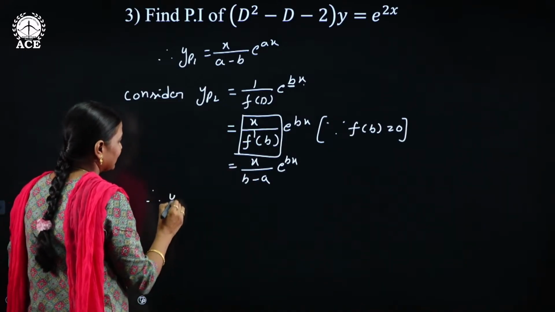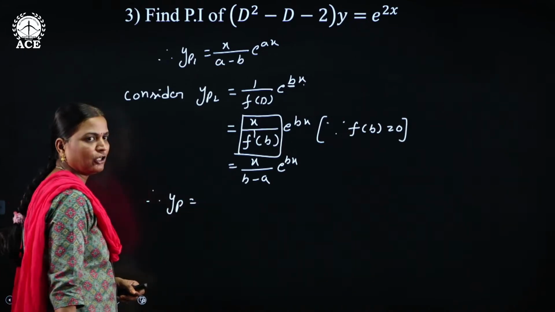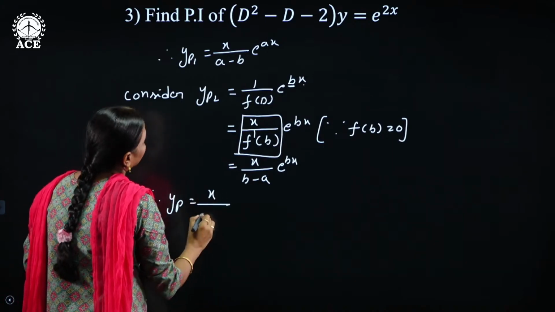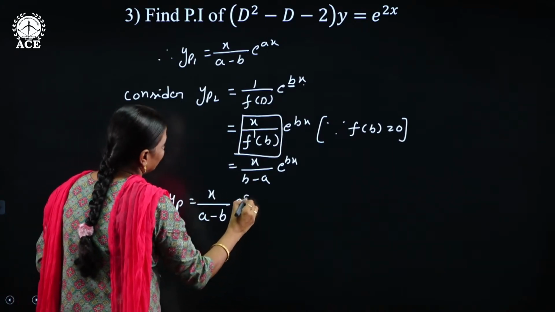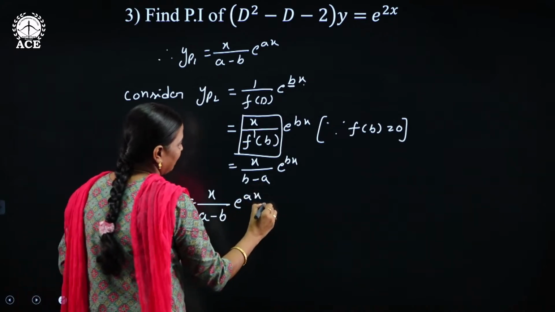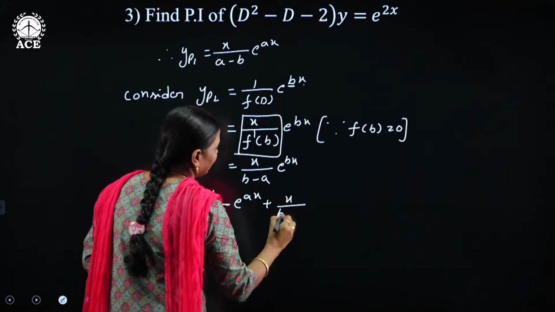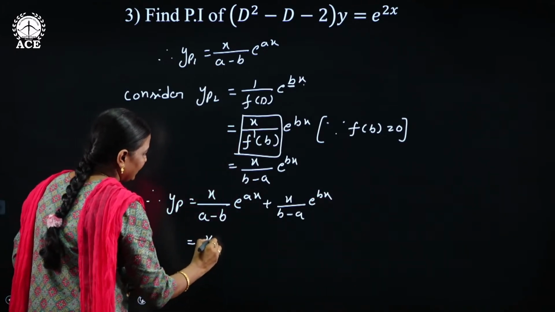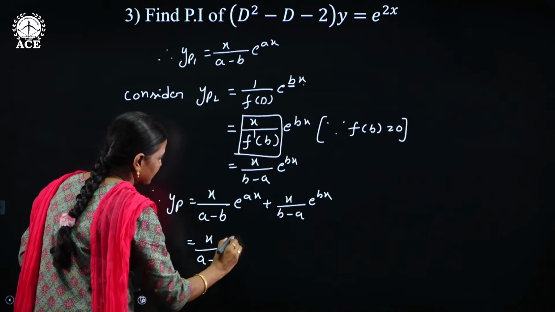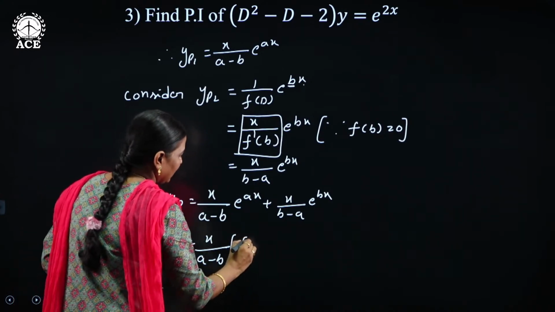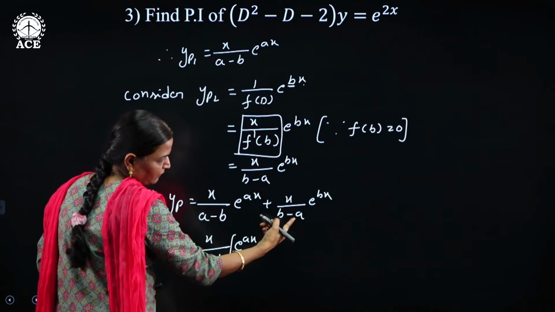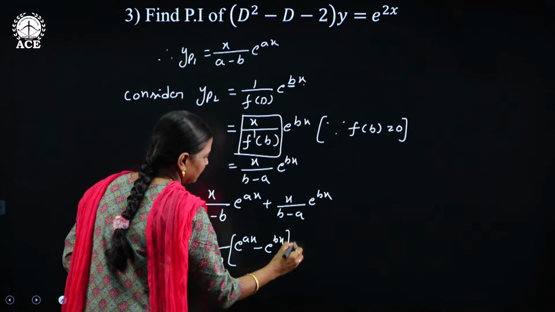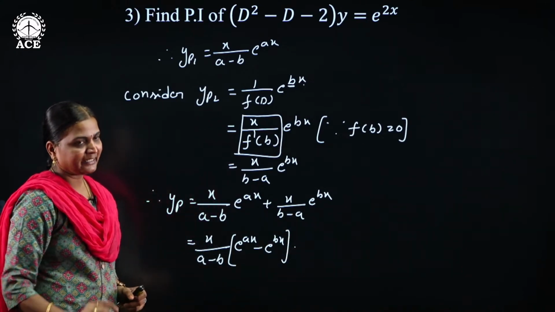Therefore, what is the complete particular integral? Yp is equal to yp1 plus yp2. What is yp1? X by (a minus b) into e power ax, next plus x by (b minus a) into e power bx. What is the common term? If we take x by (a minus b) outside, what is the remaining term? E power ax, and if you take the minus sign from the denominator, minus e power bx. This is the particular integral, not the general solution.